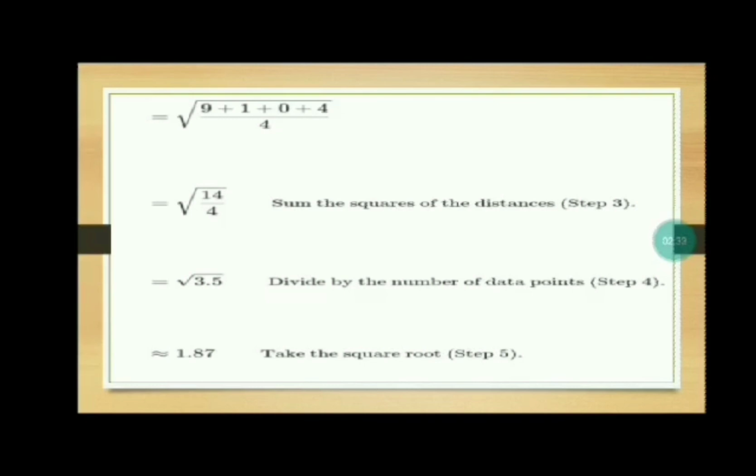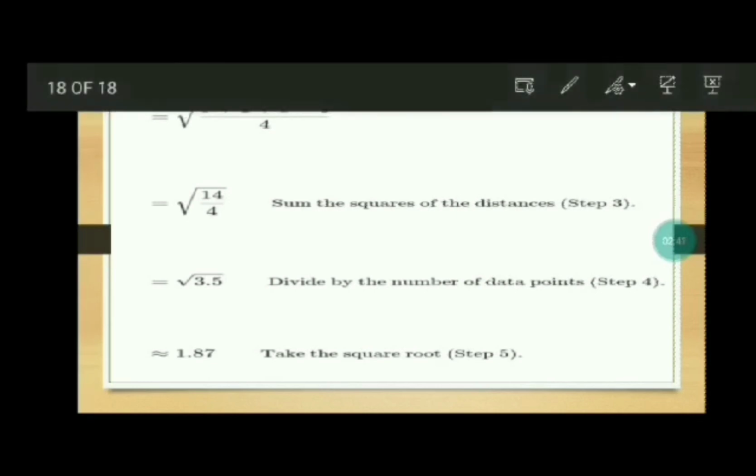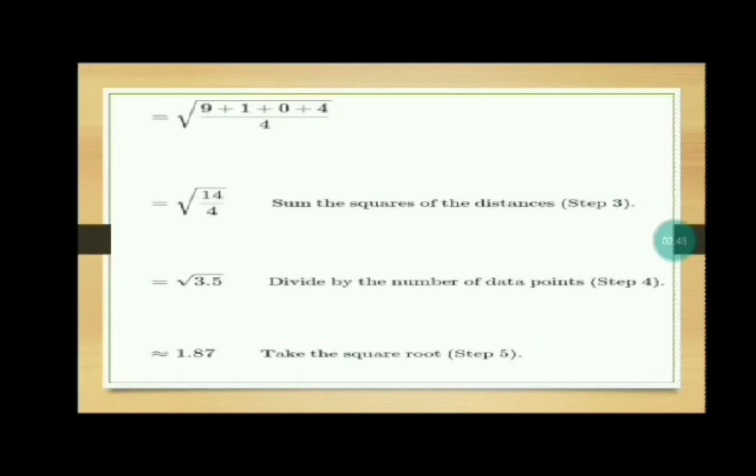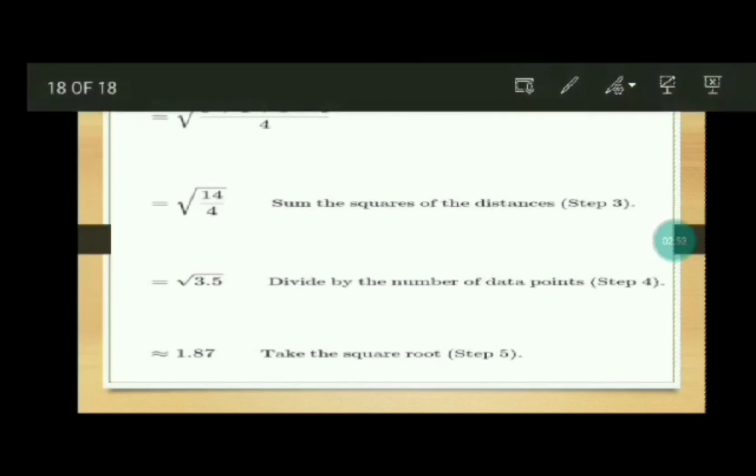So step 3, sum the squares of the distances. So the squares of the distances are 9, 1, 0, and 4. So when you add it, it will sum up to 14.